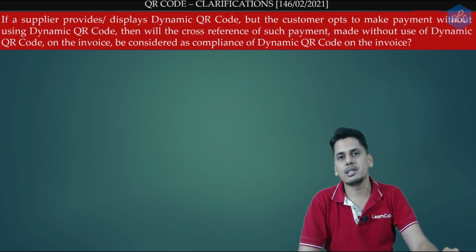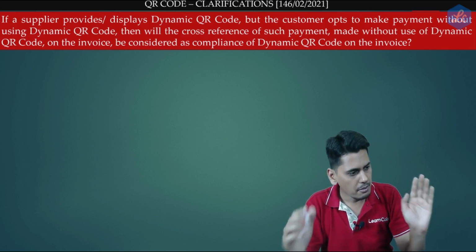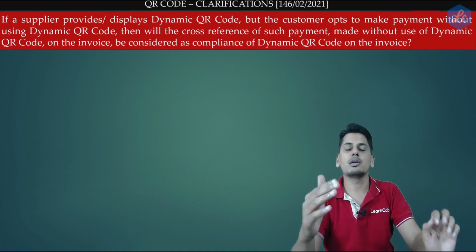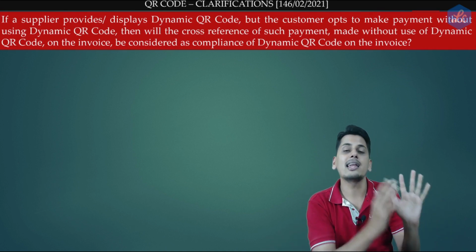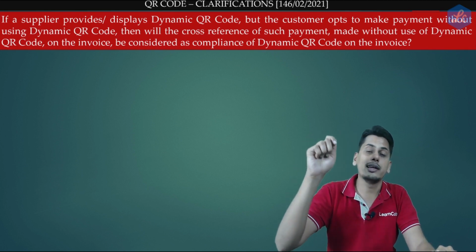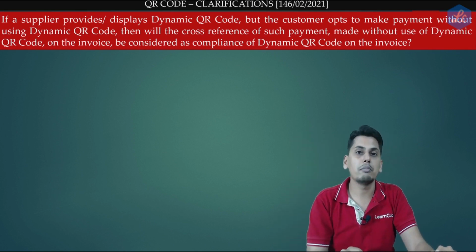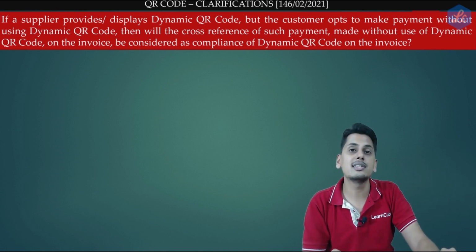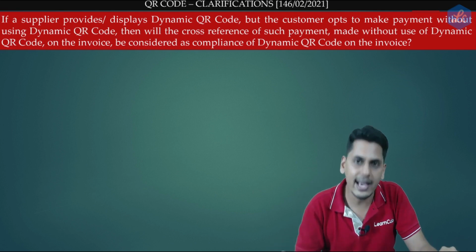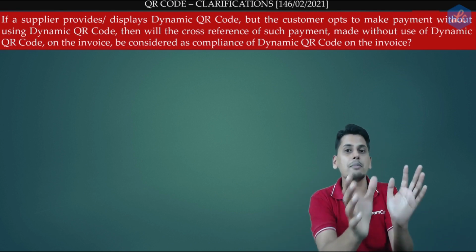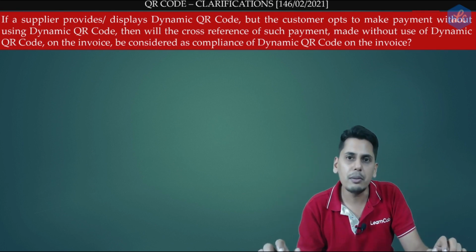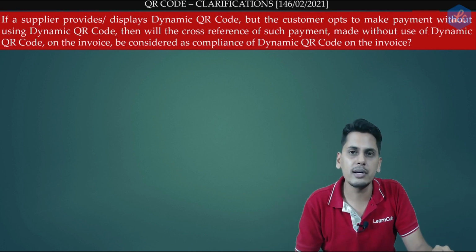Now friends, the question is, let's suppose the supplier makes available to the buyer a digital dynamic QR code. However, the buyer does not choose to make the payment using this digital dynamic QR code. He either makes a payment through cash, or let's suppose there's some other QR code pasted on the wall. He scans it, makes a payment and then shows it to the counter person.